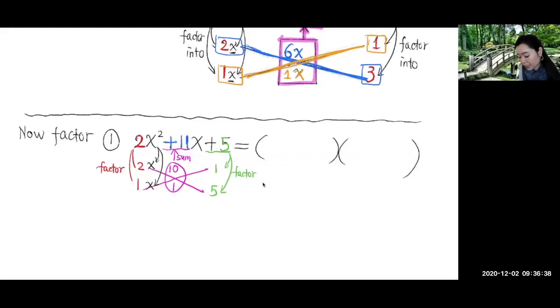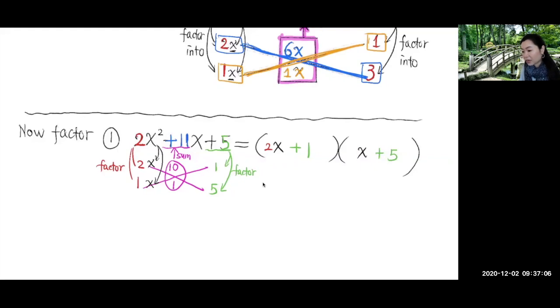So the first factor here will be 2x plus 1. And the second factor over here will be 1x plus 5. But when the coefficient is 1, you usually leave out the 1, so you should maybe just leave out this one.